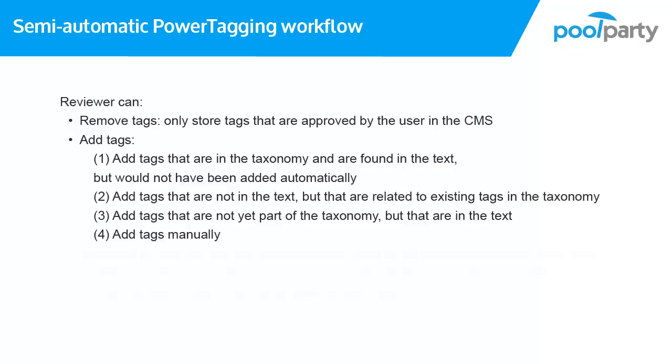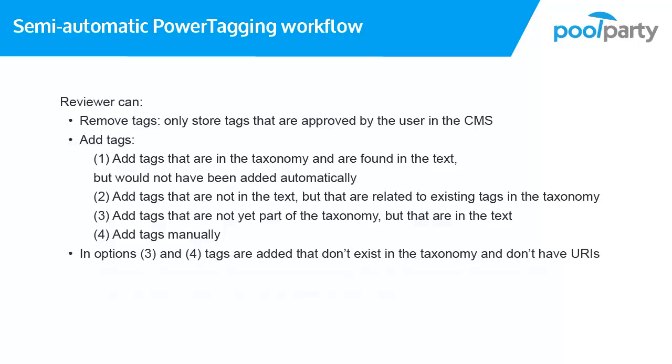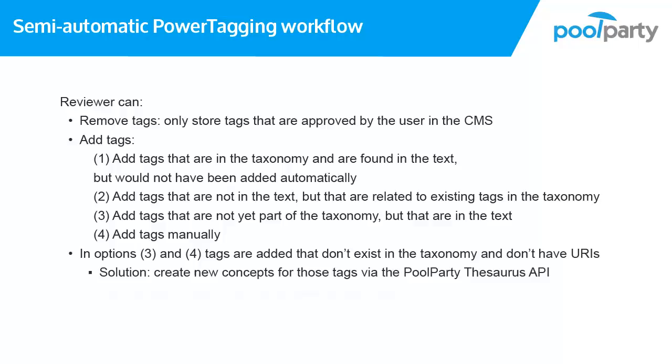If you choose to implement options 3 or 4, the issue arises that you are tagging documents with terms which do not have a corresponding concept in your taxonomy, and which therefore do not have a URI. This can be solved by sending these terms to the PoolParty Thesaurus API and creating new concepts, which have the terms as a label. The PoolParty Thesaurus API will return the URIs for these newly created concepts, which can then be stored as tags together with your document.